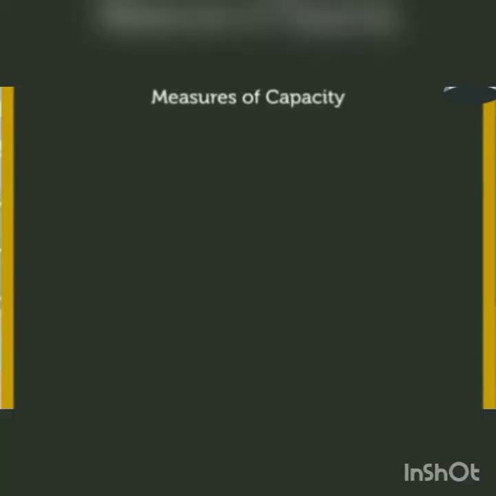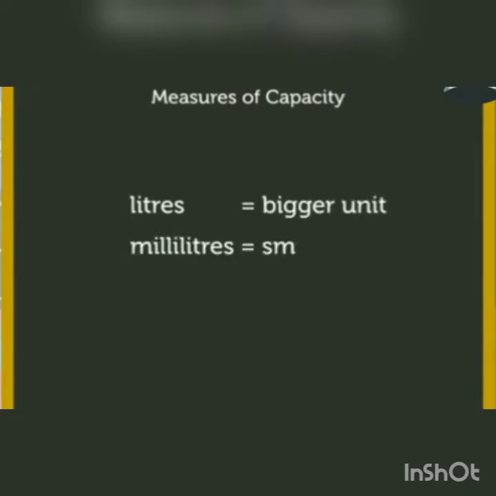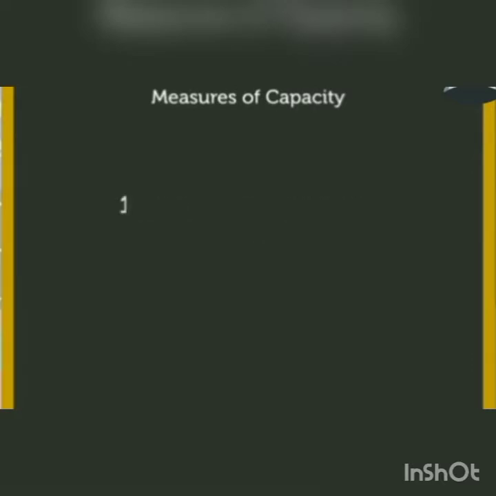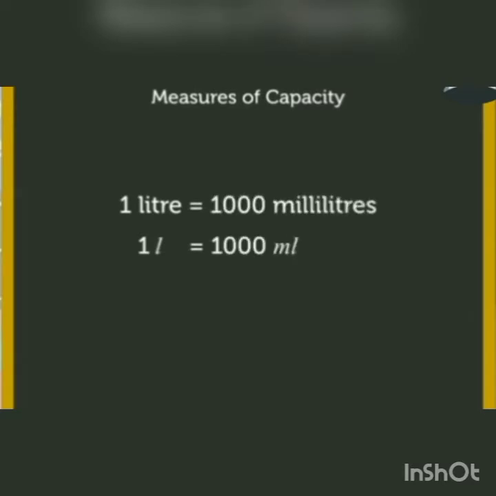We measure the capacity of a container in liters and milliliters. A liter is represented by small letter L and a milliliter is represented by ml. Liter is the bigger unit and milliliter is the smaller unit of capacity. Children, always remember that 1 liter is equal to 1000 milliliters.